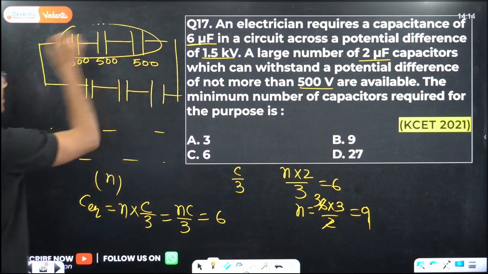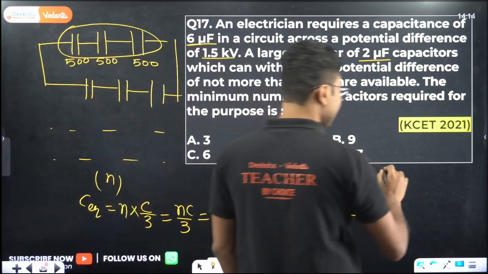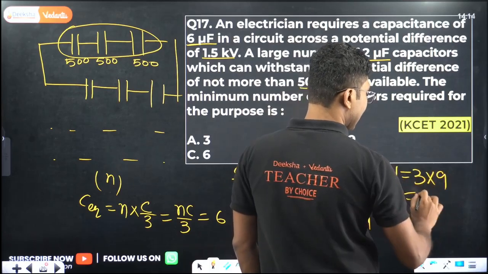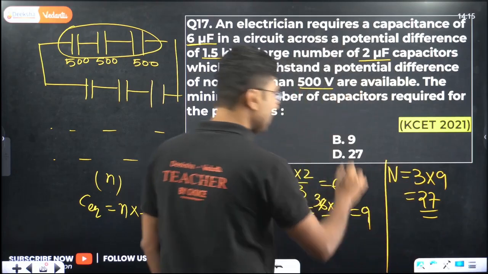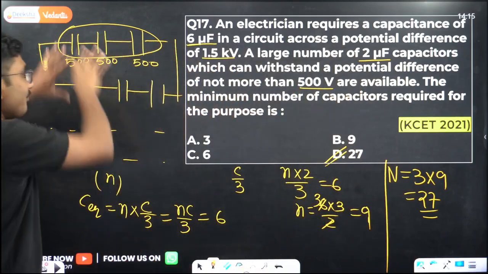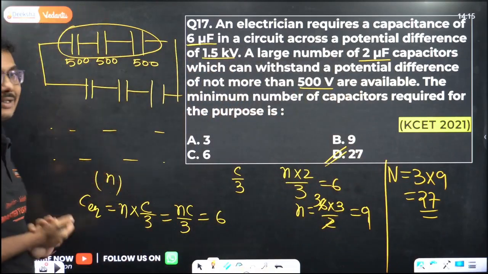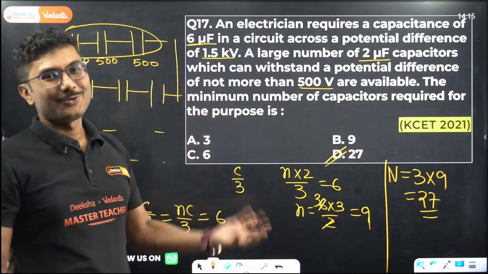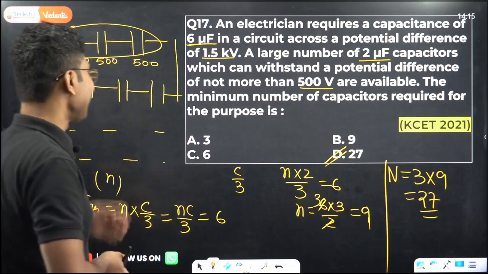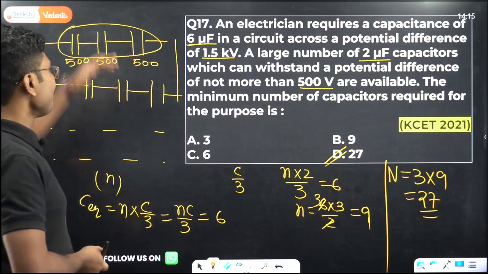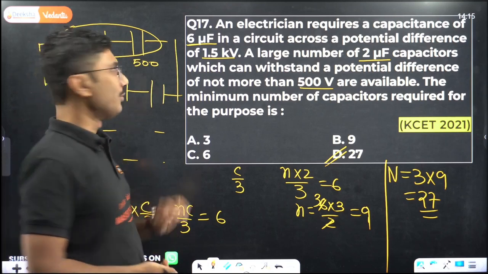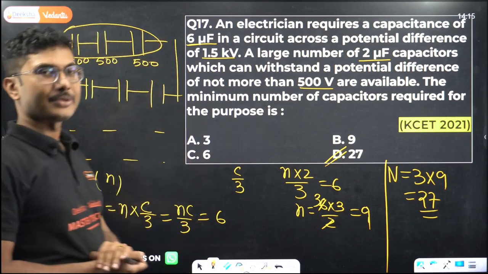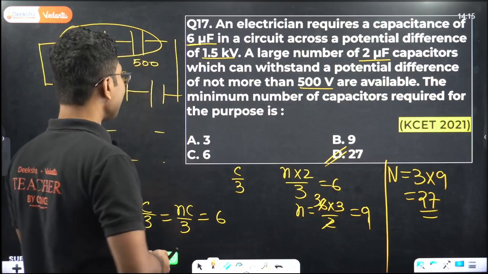Each combination has how many capacitors? Each combination has 3 capacitors. So the total number of capacitors will be 3 into 9, that is 27. So in total you require 27. First you adjust the voltage, then you adjust the capacitance, and finally you multiply both together to find the total number of capacitors. So 3 in one row and 9 such rows. One row has 3 capacitors and we require 9 such rows. So the total is 3 into 9, which is 27.